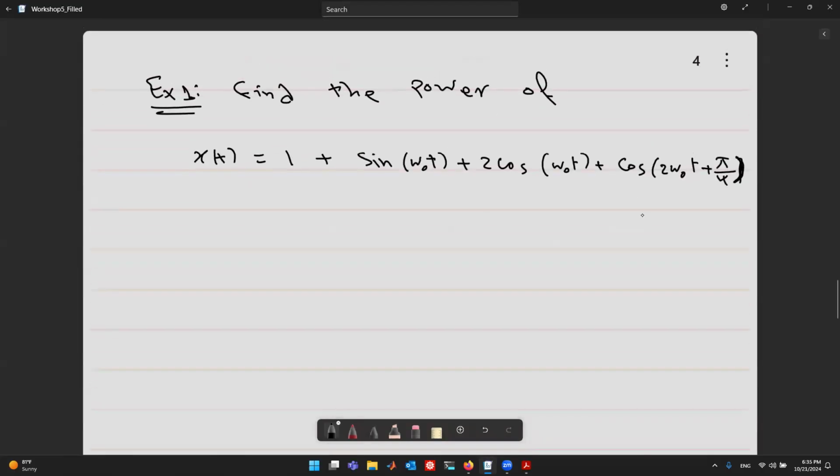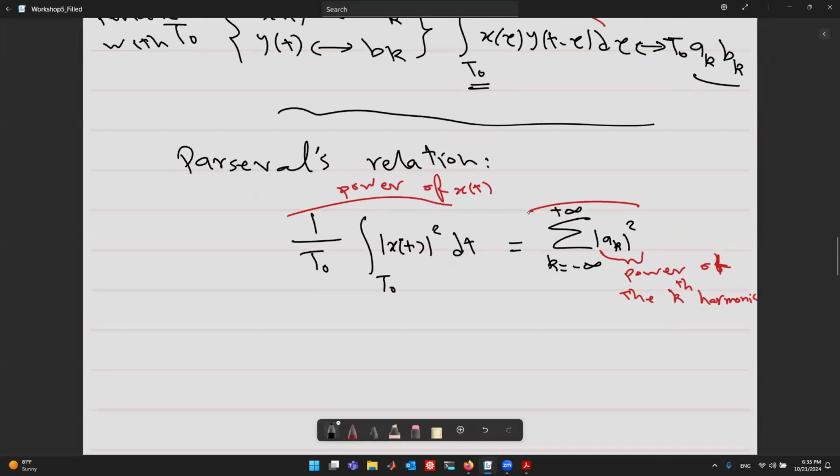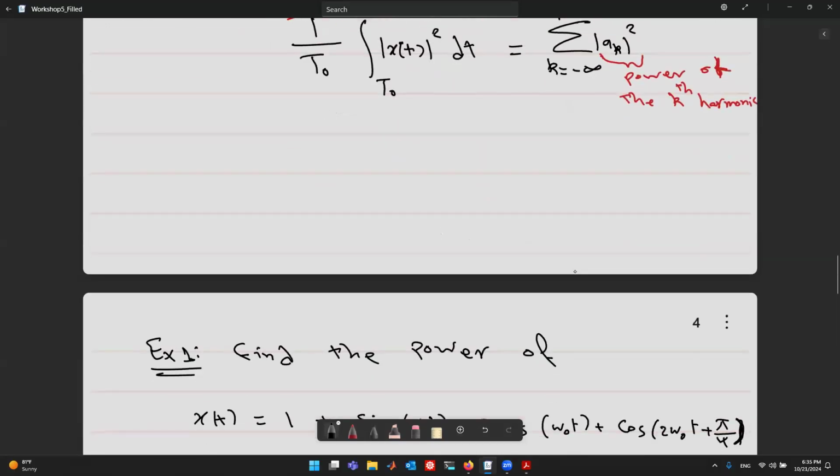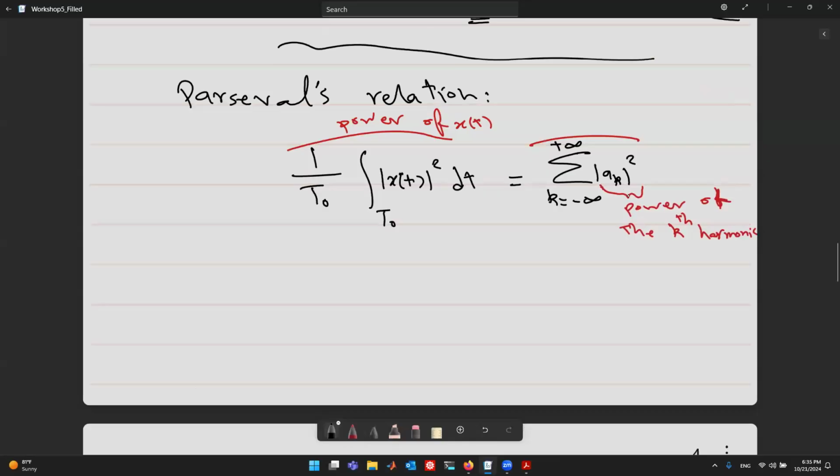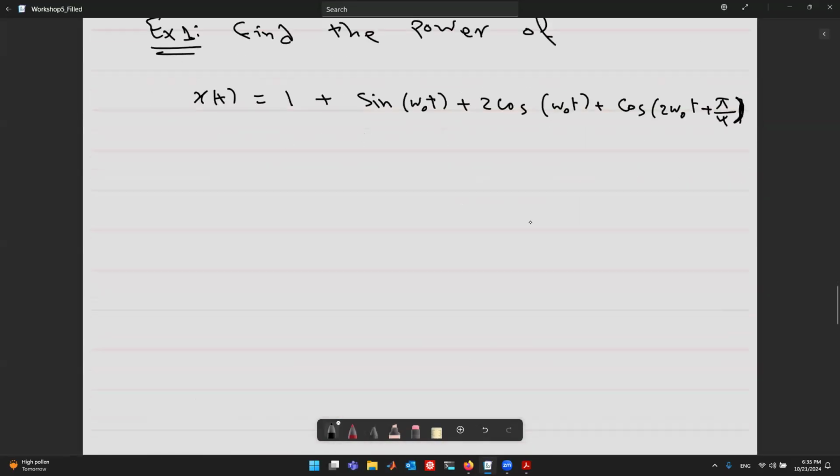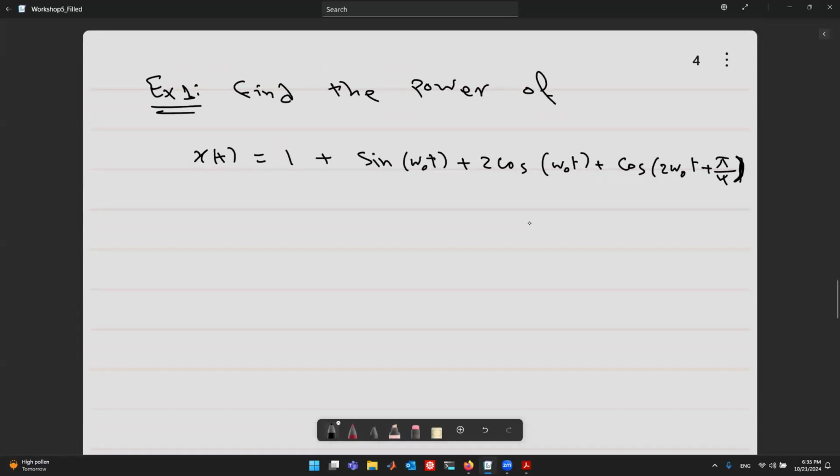So we have two options, as we have seen in Parseval's relation: either do it in the time domain, or represent the signal in the frequency domain using the Fourier series and calculate the power by summing the power in each of the harmonics of the signal. In the time domain, this is the fundamental period, and you do the integration over one period of the signal of |x(t)|^2 dt.